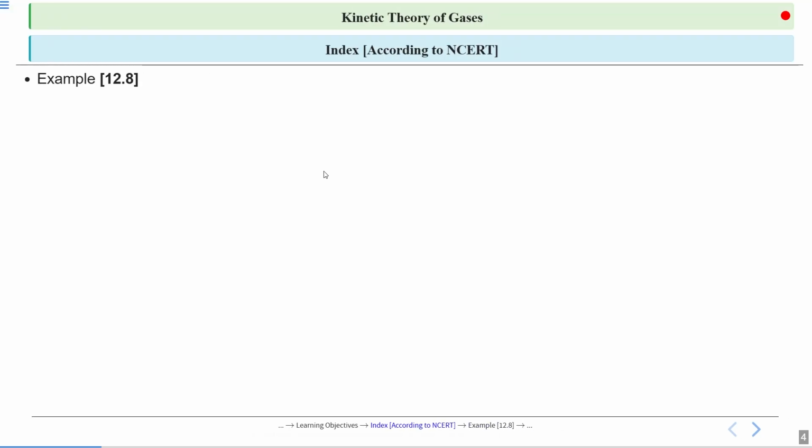In today's lecture, we will cover three main things. First, example 12.8. Then 12.7 mean free path. And last, example 12.9.